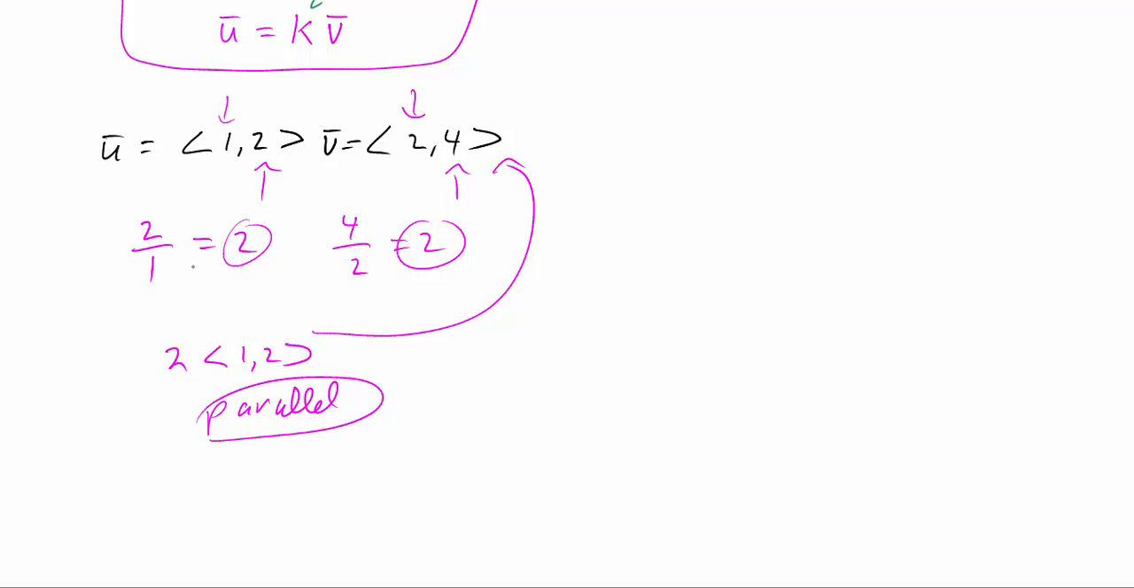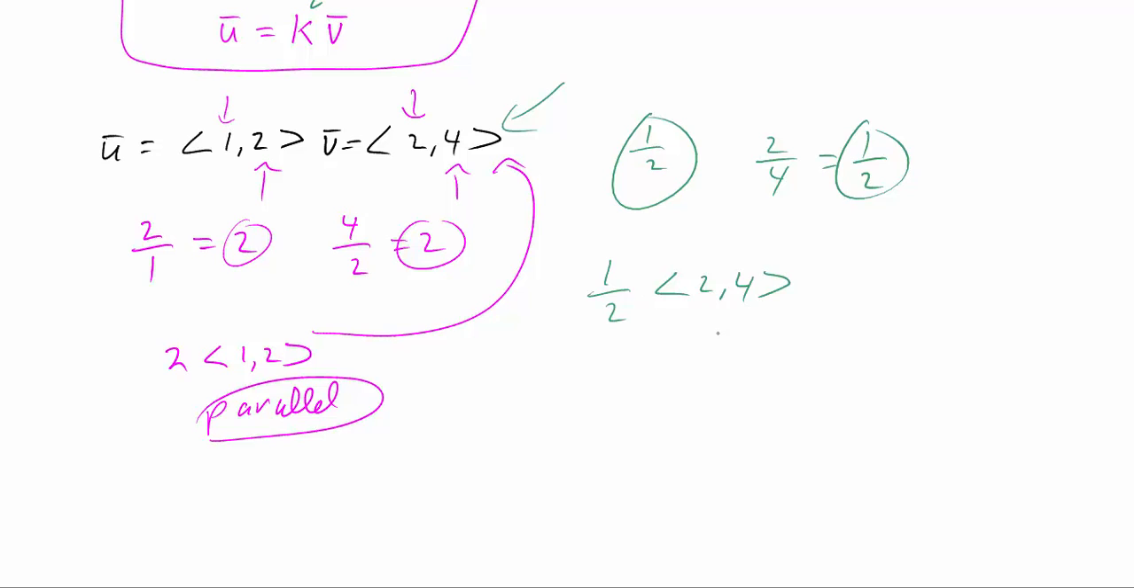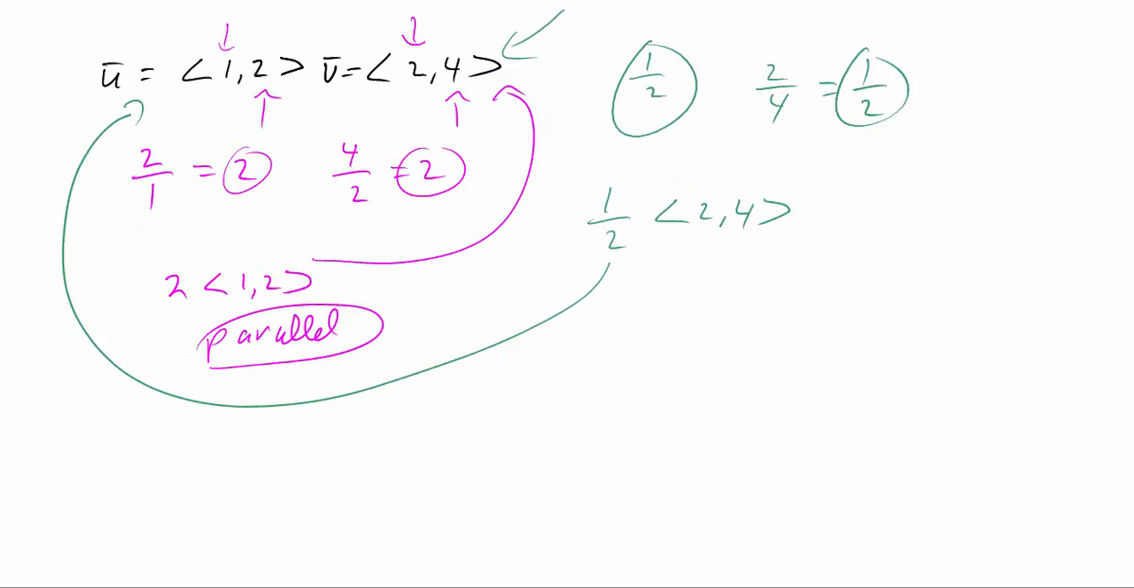Okay, and it doesn't matter which way we divide. We took 2 divided by 1 and 4 divided by 2. If we went the other way and we took 1 divided by 2, we would get 1/2. And if we took 2 divided by 4, well, 2 divided by 4 is still 1/2. So again, we still get the same number, and that means we could take the second vector and multiply that by 1/2. And clearly, if we multiply 1/2 times 2, 4, we're going to end up with the other vector. So this is just a way to indicate that the two vectors would be parallel. So if you simply divide your x and your y coordinates and you get the same number, they will be parallel vectors.